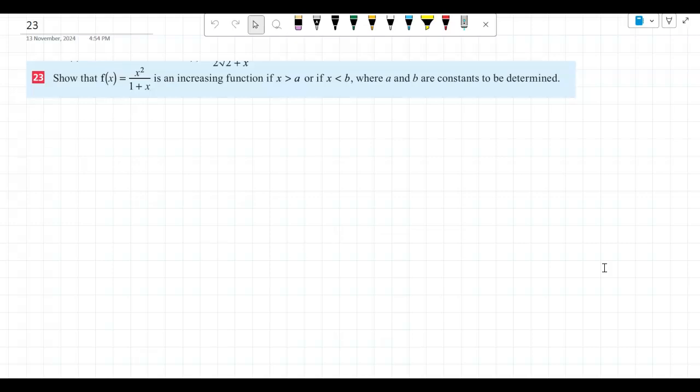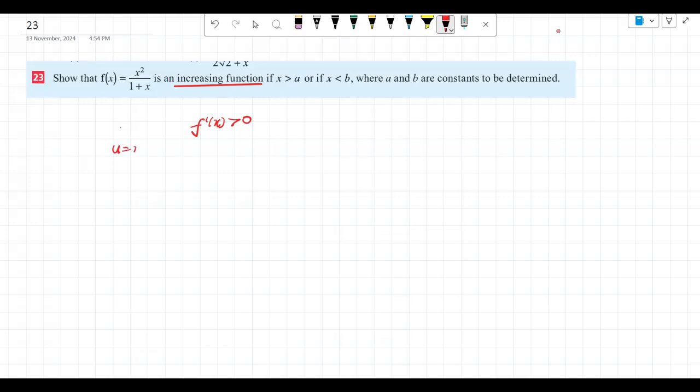Yeah, so for the function to be increasing, the condition is your f dash x is greater than 0. So that should just be 1 plus. So increasing function, so your f dash x is greater than 0. So I'll find f dash x.